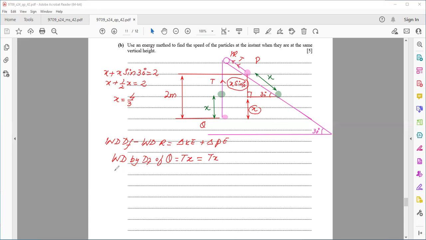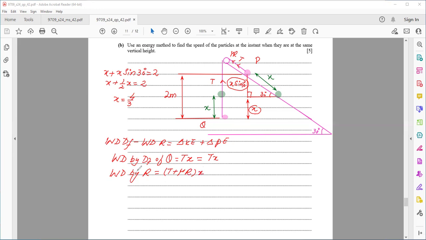Okay, now I have to find the work done by resistance. So work done by resistance. Over here, there are two resistances: the first is mu R, and the second one is T. So it is T plus mu R times x, if I'm not wrong.